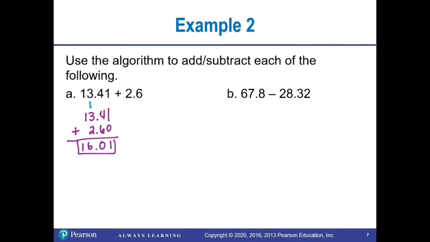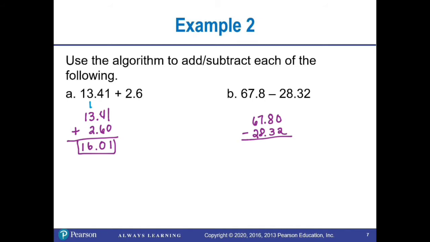Now let's look at part B with our subtracting. Again, first we want to line up our decimal places. Notice that 67.8 does not have as many decimal places as 28.32. So I need to write a 0 after the 8 to be sure my numbers have the same number of decimal places.